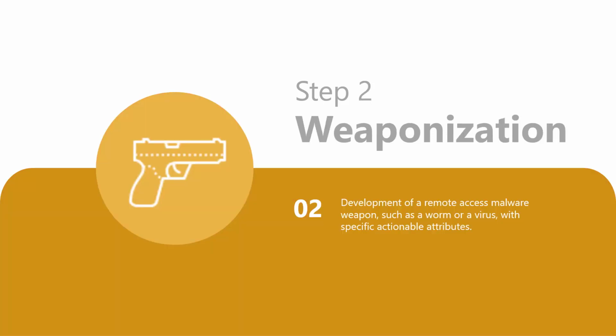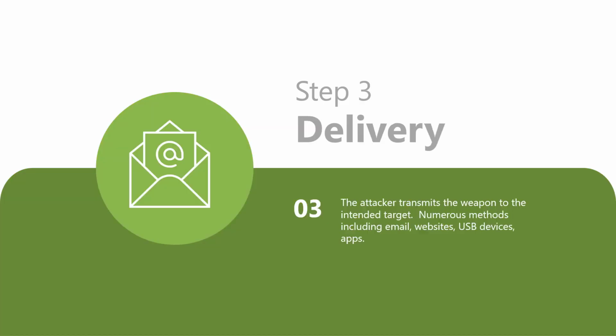Step 2, weaponization, is the development of a remote access malware weapon, such as a worm or a virus, with specific actionable attributes. Sometimes this development is targeted specifically for an organization. We've seen malware developed with the IP address of certain servers within the organization once they've actually identified those. The delivery step is where the attacker transmits the weapon that was developed to the intended target.